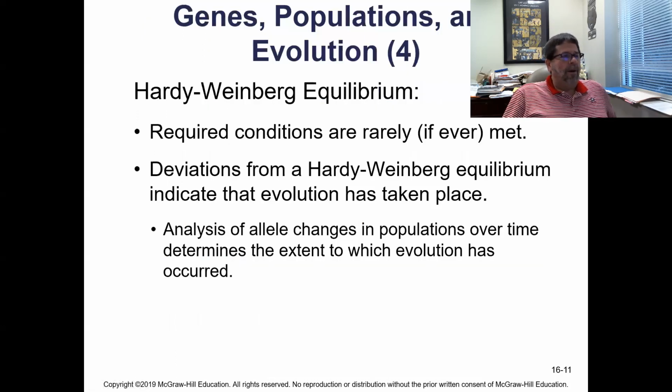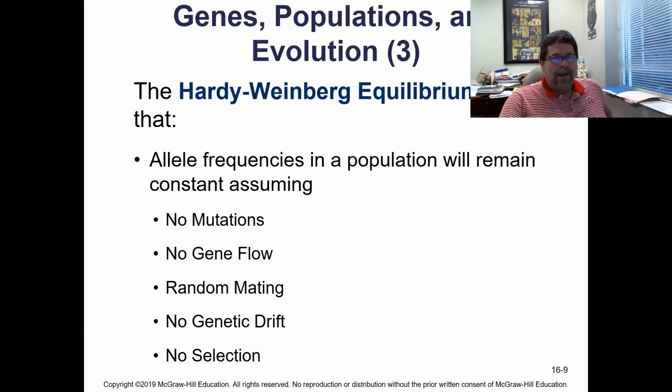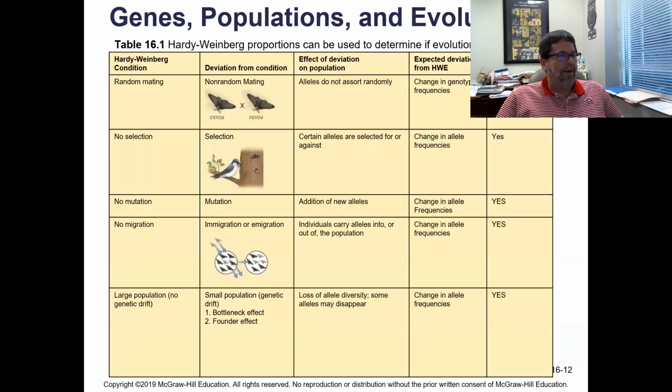Okay, so Hardy-Weinberg equilibrium requires conditions that are rarely met, if ever, in nature. Deviation from Hardy-Weinberg equilibrium indicates that evolution has taken place. When you see a change in allele frequency and we know microevolution is happening, then we can go back and find which of these 5 things happened. Did mutations occur? Did gene flow occur? Was there non-random mating? Was there genetic drift? Was there natural selection? So these are the 5 agents of evolutionary change, which are the 5 things that must not happen in order to have Hardy-Weinberg equilibrium. So it's kind of a cool concept here.